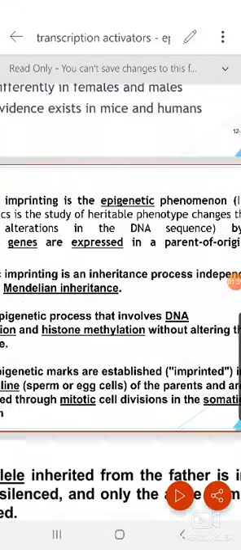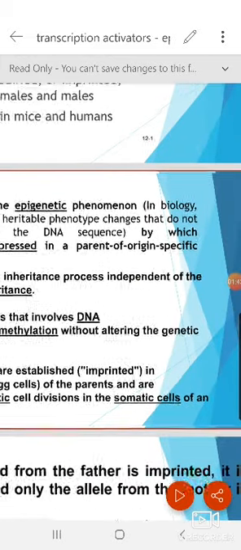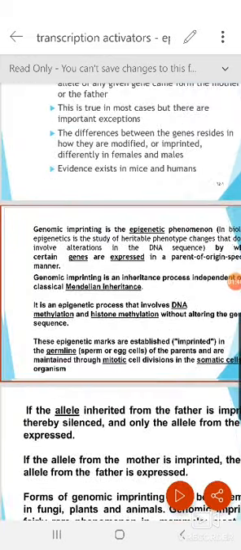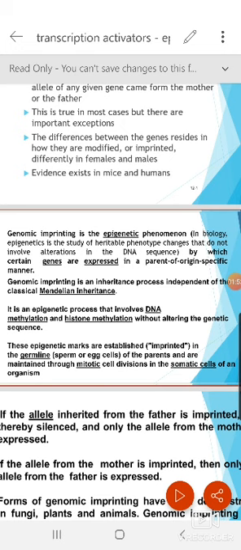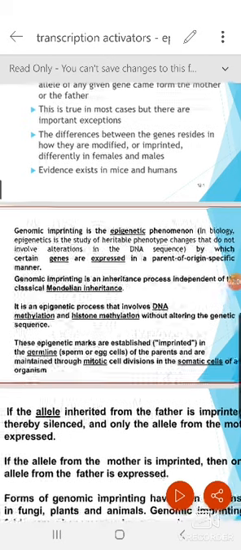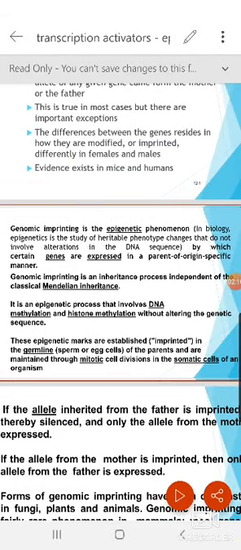Genomic imprinting is an epigenetic phenomenon. Now what is epigenetics in biology? Epigenetics is the study of heritable phenotype changes that do not involve alteration in DNA sequence. Now this imprinting is an epigenetic phenomenon which does not follow typical Mendelian inheritance. And it is imprinting by which certain genes are expressed in a parent-of-origin specific manner.